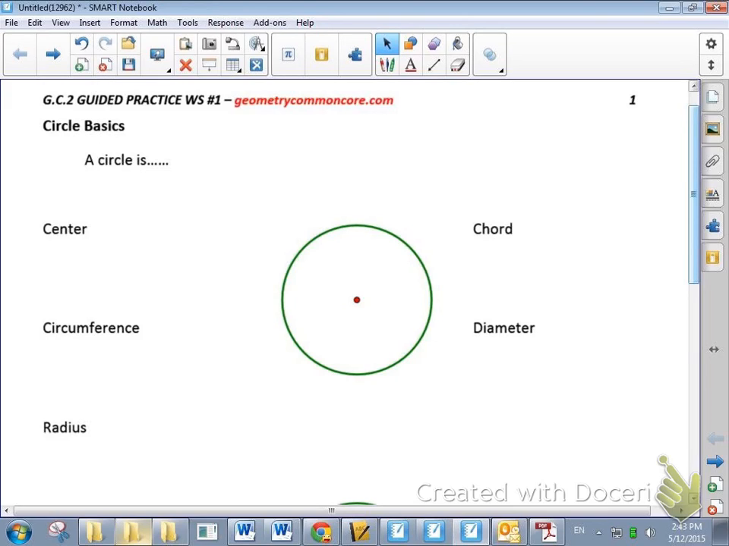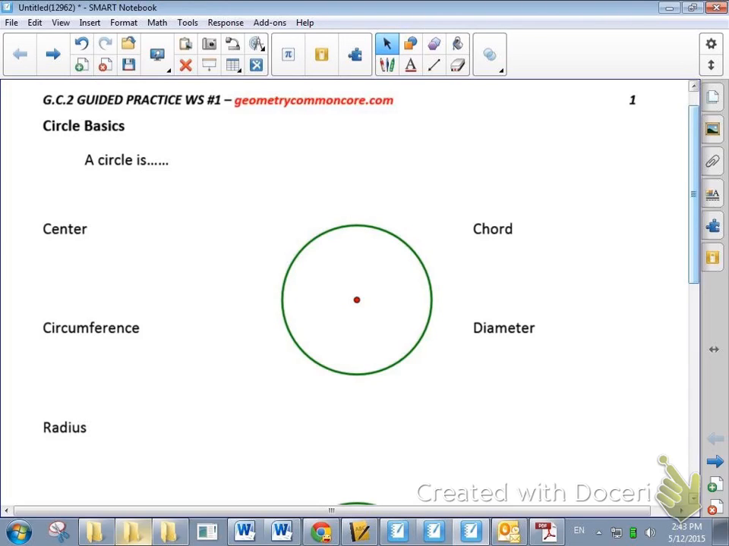So this lesson will be all about circles and the basics of circles, kind of an introduction to some of the terms, and many of them I'm sure you've probably heard of already. We're just going to go through and define them so that we have these terms understood before moving forward. So first of all, let's define a circle.